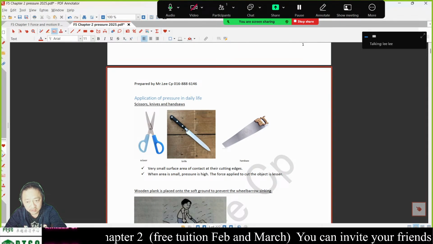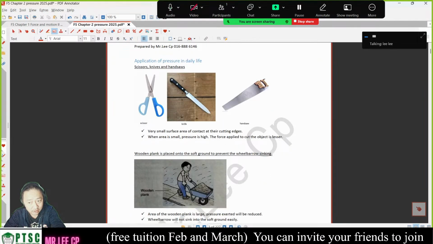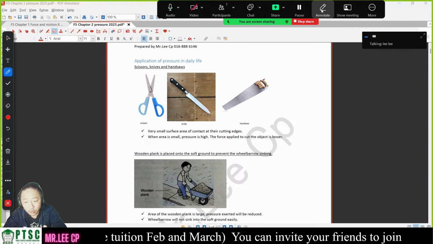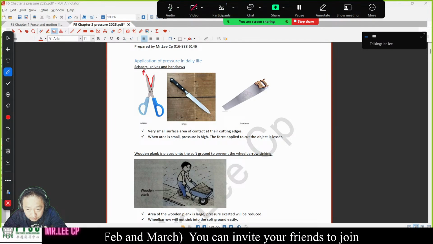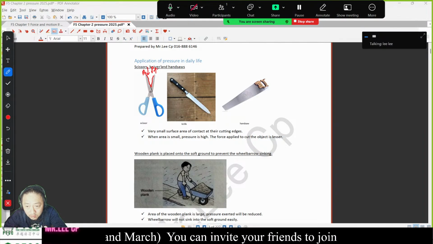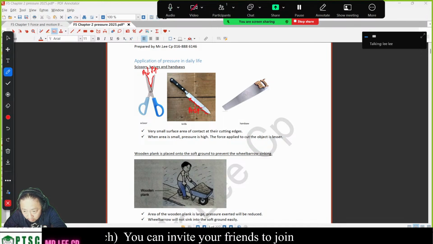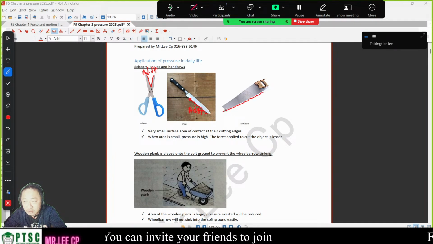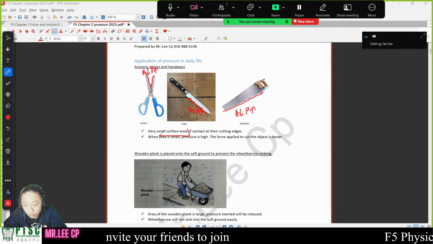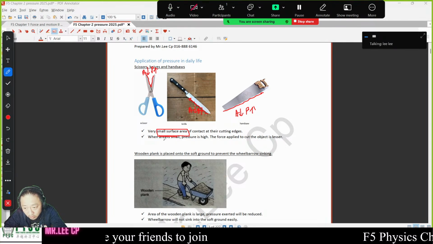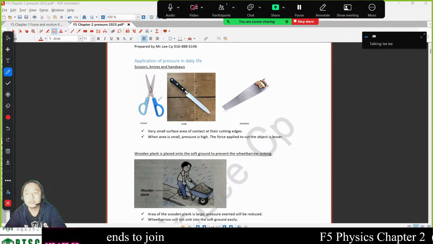For example, scissor, knife, handsaw, all these are because of pressure. Why? The area here is small. Here, this part, it is sharp. So area small, pressure high. When the surface area is small, pressure is high. This is the keyword.